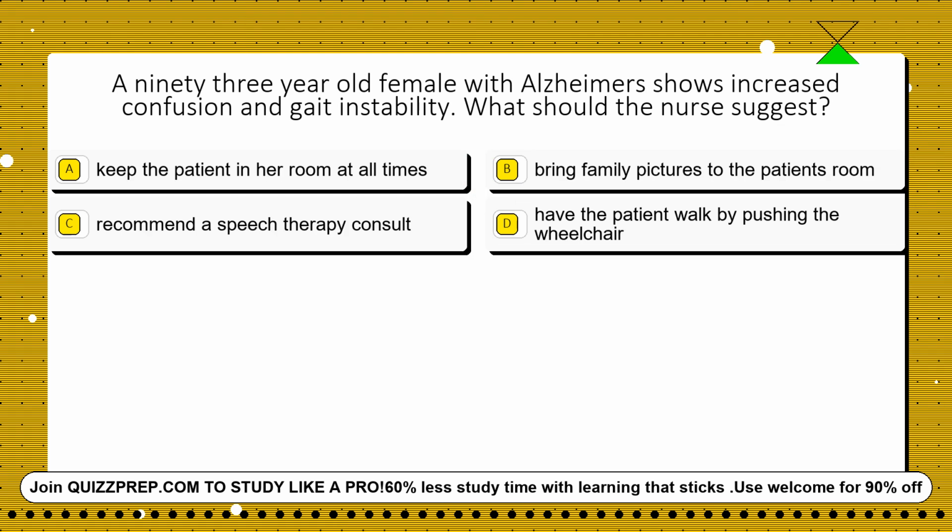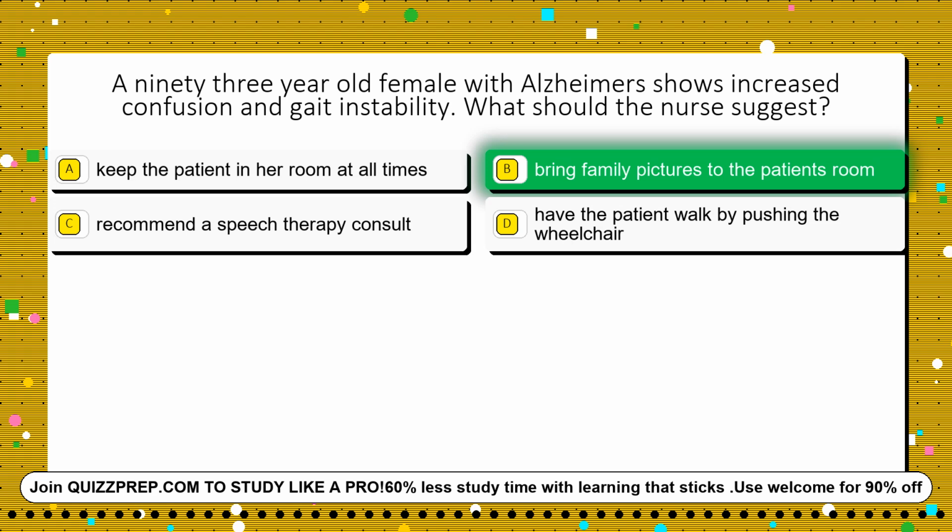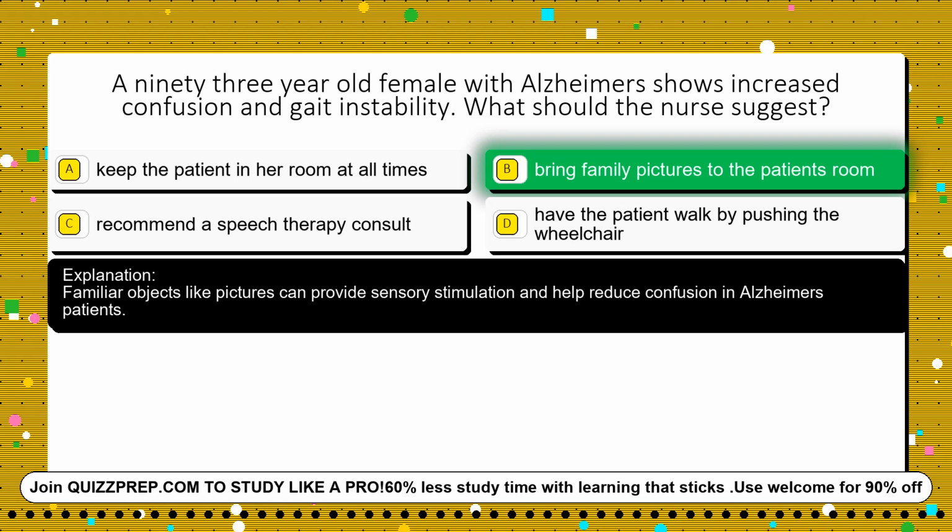Question 51. A 93-year-old female with Alzheimer's shows increased confusion and gait instability. What should the nurse suggest? Option A, keep the patient in her room at all times. Option B, bring family pictures to the patient's room. Option C, recommend a speech therapy consult. Option D, have the patient walk by pushing the wheelchair. The correct answer is option B, bring family pictures to the patient's room. Familiar objects like pictures can provide sensory stimulation and help reduce confusion in Alzheimer's patients.